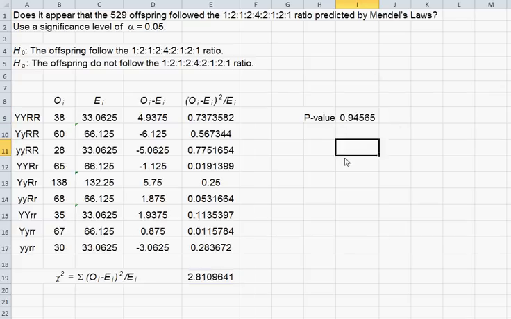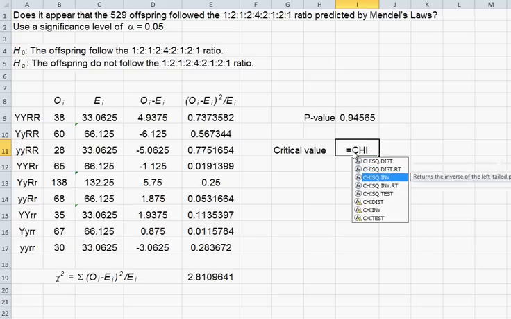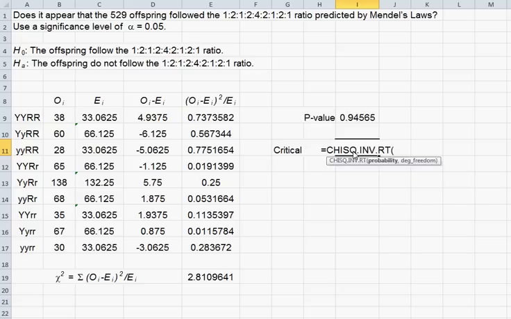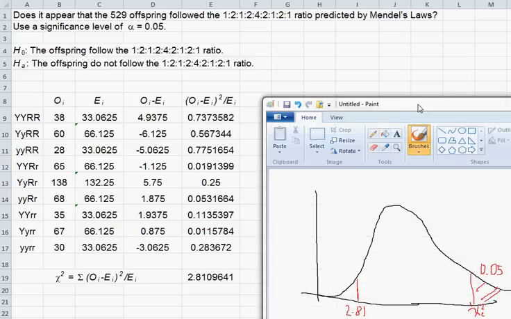So the p-value is this. We can also compute the critical value. To get the critical value, the command is going to be chi-squared inverse RT. That returns the inverse of the right tail probability. In other words, I put in the area that I want, and what it returns is the x-coordinate that matches the area. So this will be the critical value. I input the area, and an x-coordinate comes out, and the critical value turns out to be 15.5073.